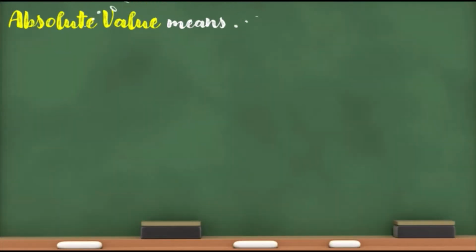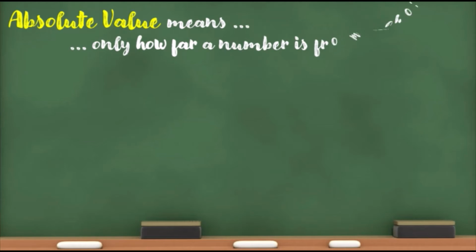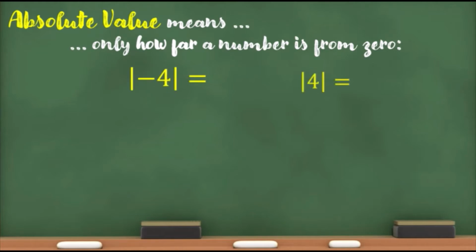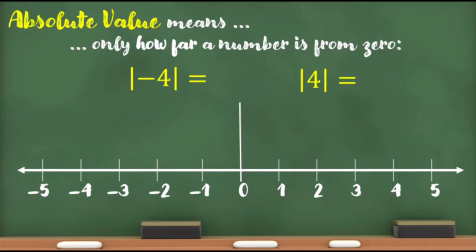Absolute value means only how far a number is from 0. Let's have an example. What is the absolute value of -4 and the absolute value of +4? To find the absolute value of -4, graph -4 on a number line. Then, count the distance between -4 and 0.